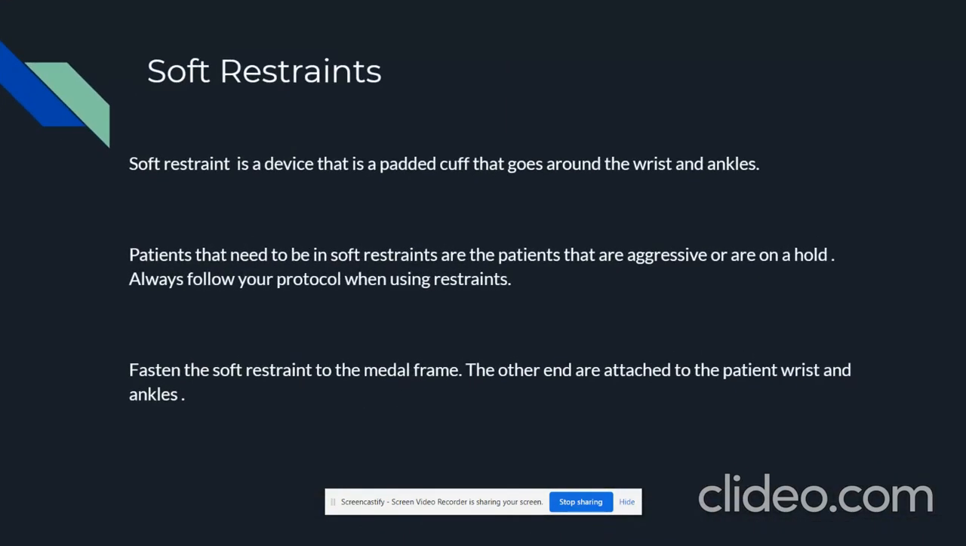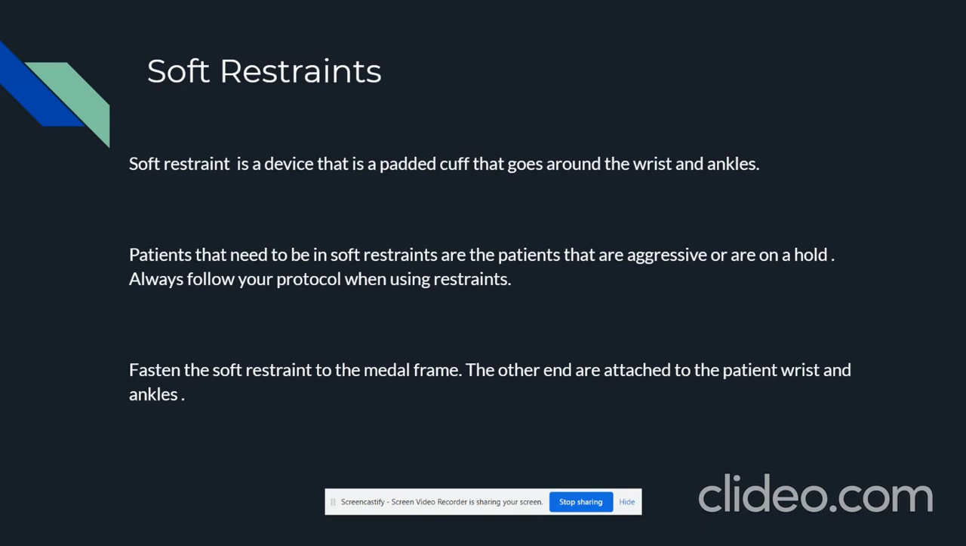The next restraint that we will talk about is our soft restraints. A soft restraint is a device that is a padded cuff. It goes around the wrists and ankles of your patient. I believe about every agency has either a soft restraint or a handcuff type restraint. The service that I work for, we only have soft restraints for these types of restraints. And this is what we choose to use.